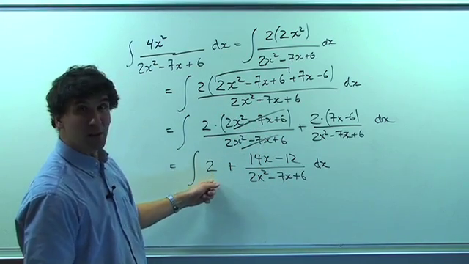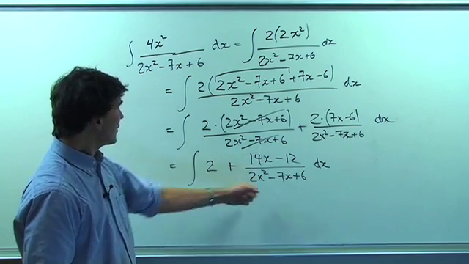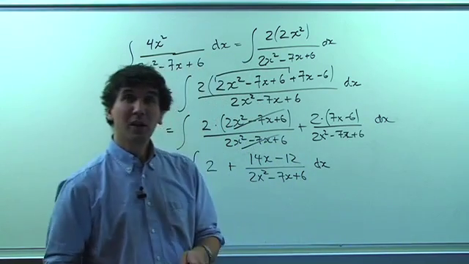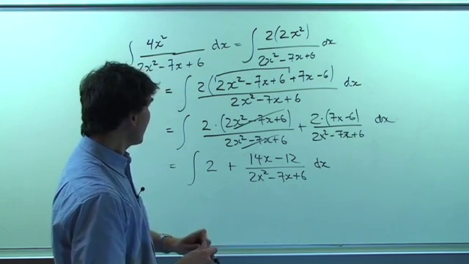We can do this part. We can integrate 2 dx. That's easy enough. That would just give us 2x. But this part, we have to work on it a little bit further, and what we're going to do is use partial fractions. So let's proceed with that.